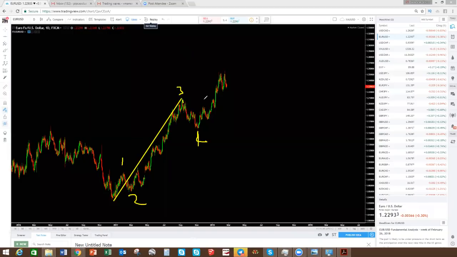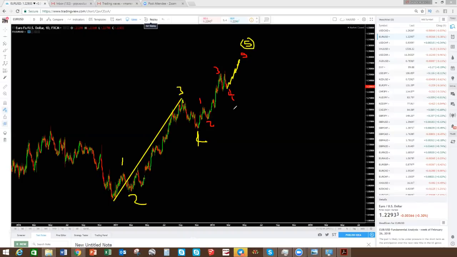So here we are looking at this as a 1, 2, 3. Maybe I should use a different color to show that it's a lower degree. It should be a 1, 2, 3, 4. And then we'll be looking for a move up. So that move up will then complete the yellow wave 5. Okay, your 5 in red will complete, and then that will complete our yellow wave 5.